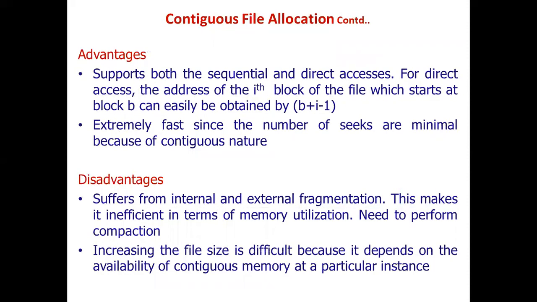Next is the advantages and disadvantages of contiguous file allocation scheme. First one is advantages. It supports both sequential access and direct access of a file. For direct access, we can use the address b plus i minus 1 to access the ith block, where b is the start block address of a file. In this, access time is very less.